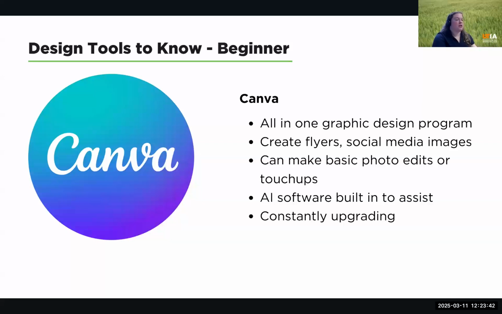If you're using an image in a design, there's AI software built in now to assist. It's constantly upgrading, constantly getting better all the time. If you would have asked me a couple years ago, I would have preferred another program over Canva, but it's come such a long way just in the last few years. I use Canva almost all the time.